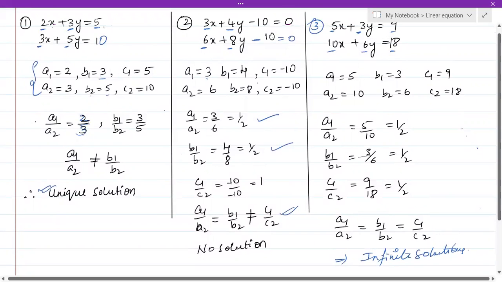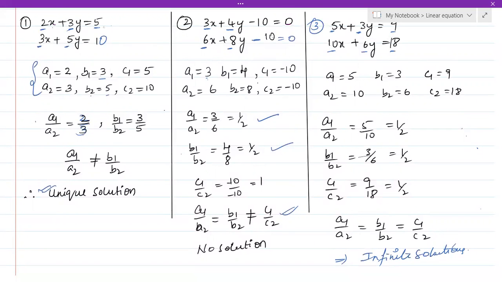Okay. Find a1, b1, c1, a2, b2, c2. Divide it. Okay. If a1 by a2 and b1 by b2 are not equal, unique. If both are equal, but it is not equal to the c1 by c2, then no solution. If all three are equal, then it is infinitely many solutions. Okay. So let's solve some more problems.